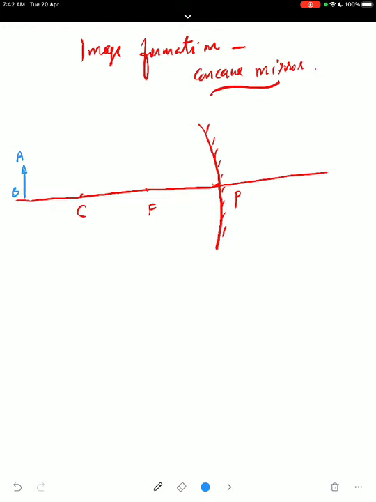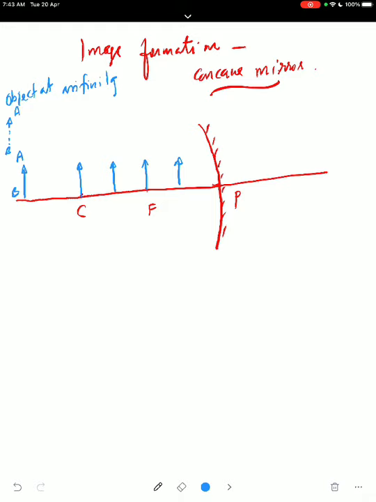You can keep it very far, beyond C, and the object can be at different locations. It can be at C, between F and C, at F, or between F and P. And last, an object at infinity, infinite distance. For example, we take the sun. I am marking this object AB with a dotted line, at infinite distance. So these are the different locations we are going to discuss.